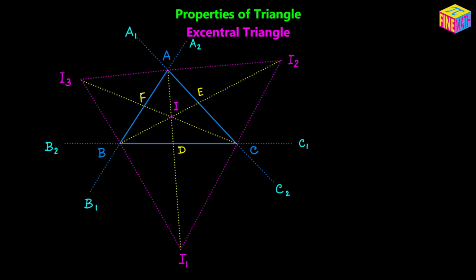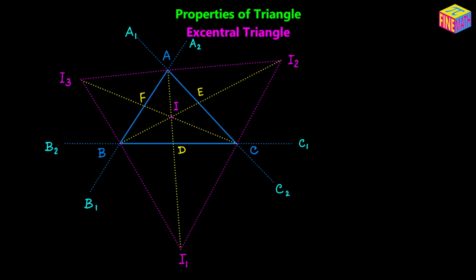Now let's move on to the proofs. If you look at this triangle I sub 1, I sub 2 and I sub 3, this triangle is called the excentral triangle, because it is formed by connecting the excenters of the original triangle. This triangle is called the excentral triangle.